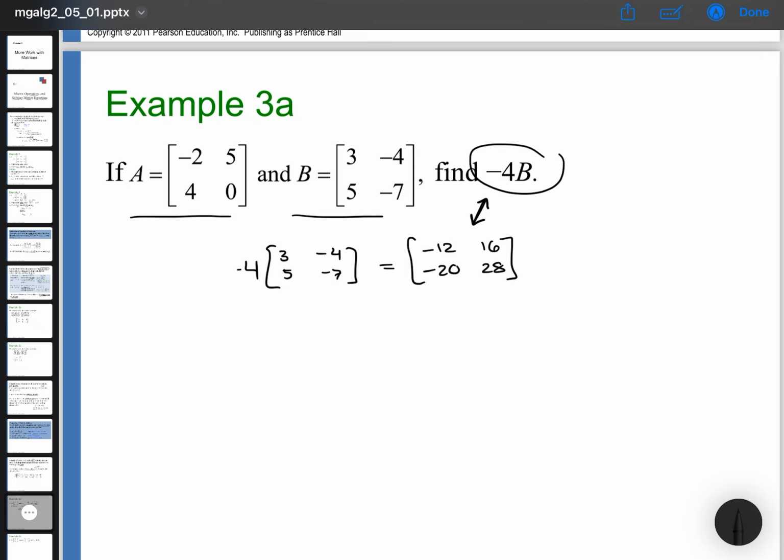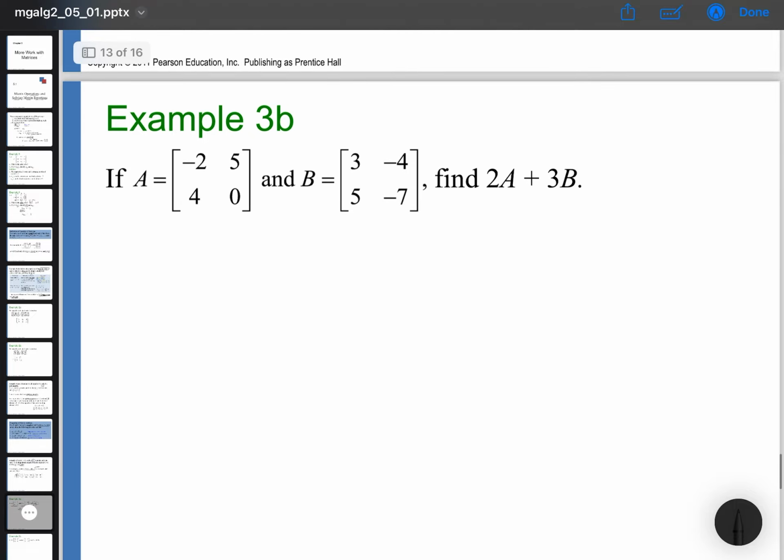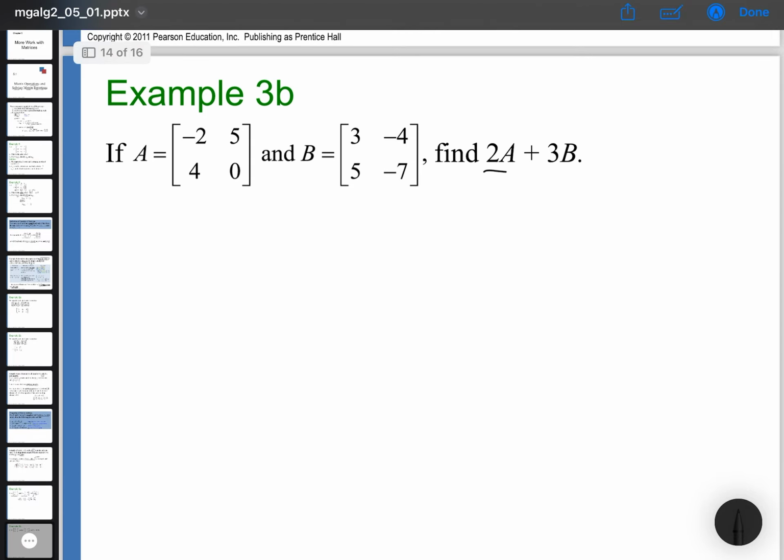That is scalar multiplication. I multiplied each element by -4. Now we can start to expand this a little bit. We can even get into equations almost. We're not going to do that quite yet, but you could start doing things like this.